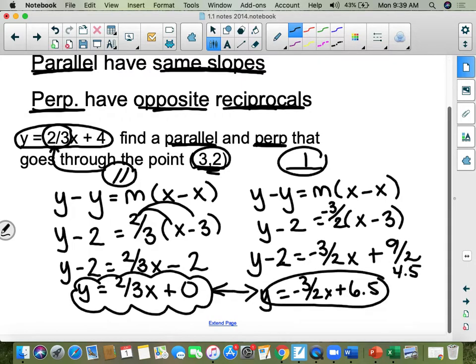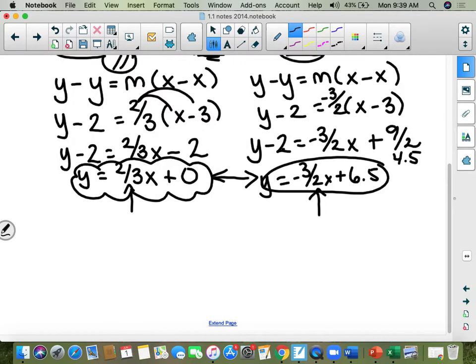If I graph these two, I can if you want me to, they should be perpendicular to each other because their slopes are opposite reciprocals of each other.